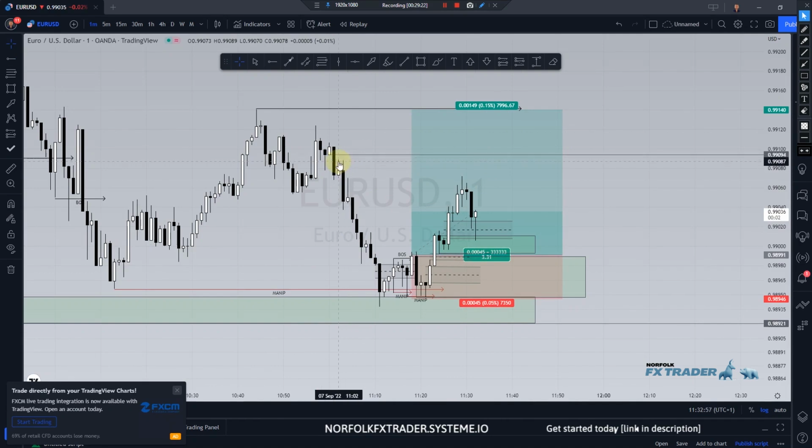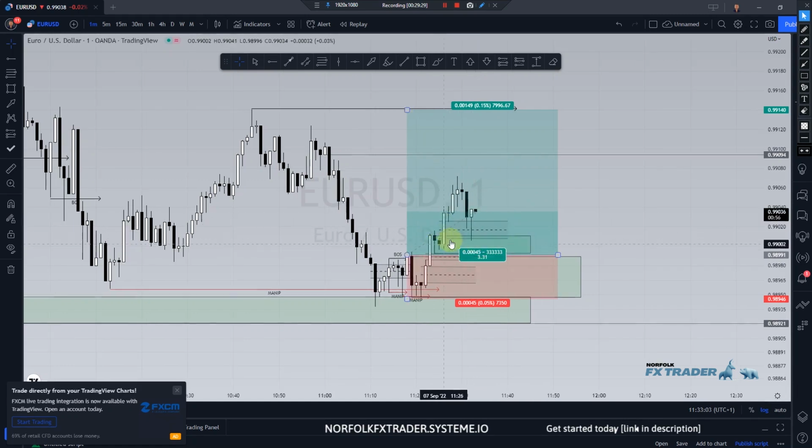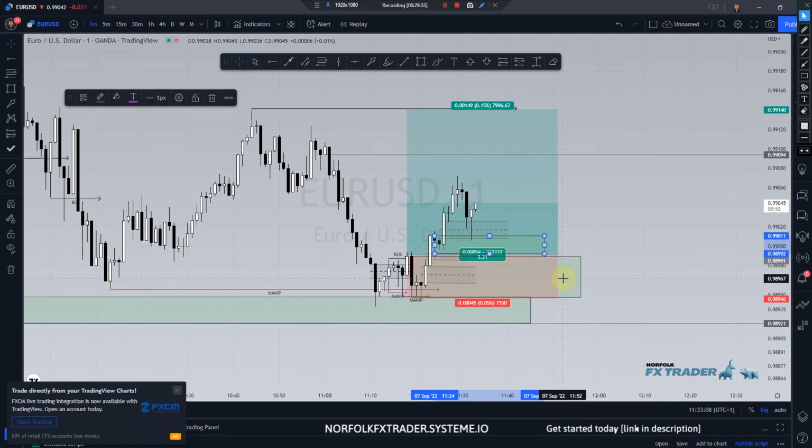You can see what's happening. We're having that reaction. Okay, so you can see we went down, we filled this imbalance, we tagged into this area of demand right here. Now we still have this area of demand below, and we still have these areas of imbalance below. At some point the market will want to come back to those areas.